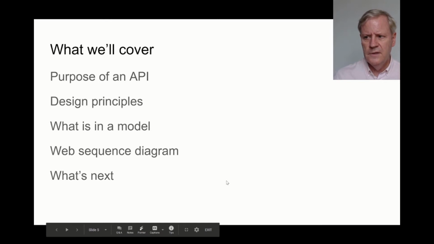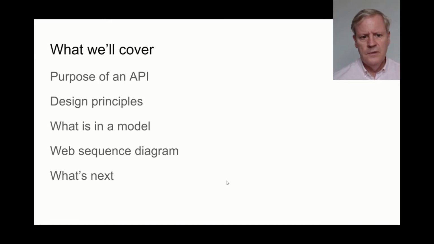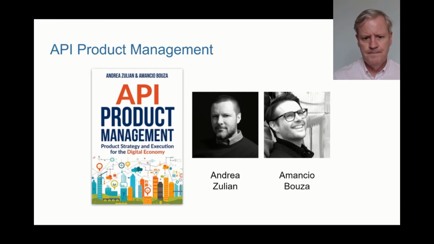So what we're going to cover in this session: we're going to talk about the purpose of an API, some of the design principles, what is in a model, and what a model is and what it isn't. And also we'll look at one specific type of model, the web sequence diagram. And then we'll talk about what comes next in the rest of the series.